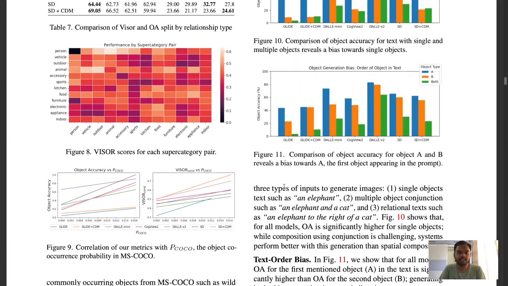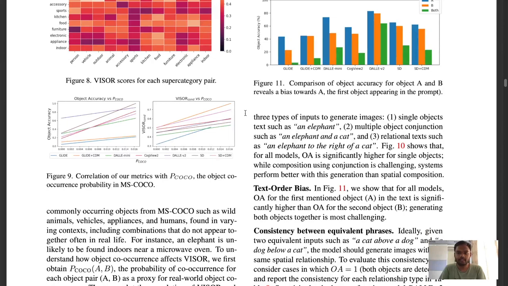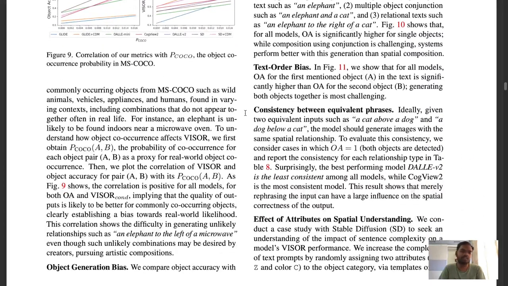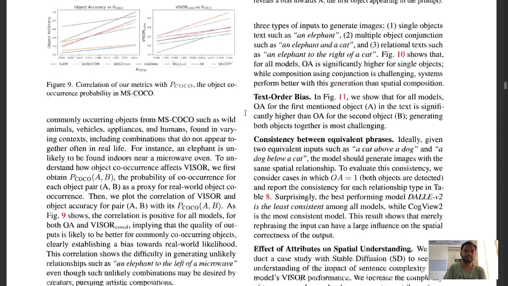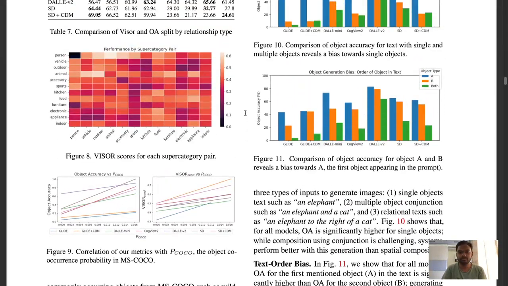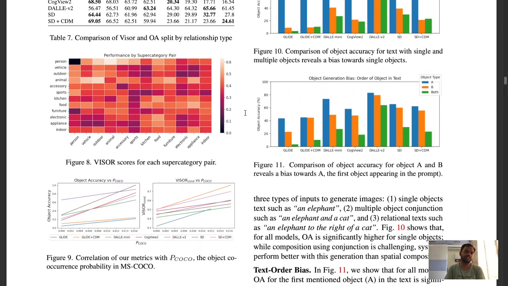So you can go through this entire part. It doesn't tell us much about VISOR, or about any method that we can use to improve VISOR or to eliminate a time complexity. So you can go through this whole section by yourself, but it's not that important.